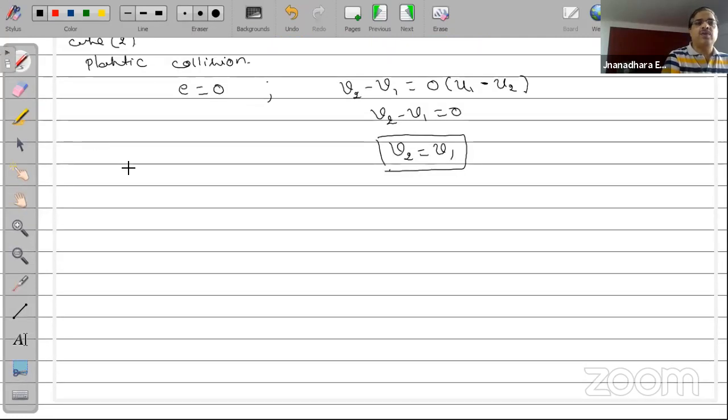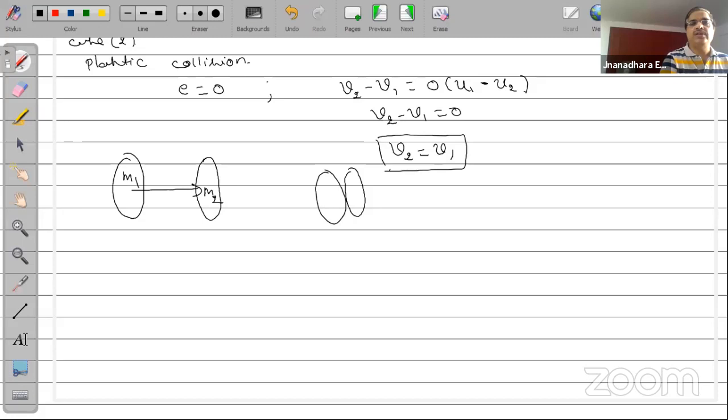Very interesting. One body comes and hits another body of mass m2. Then after the collision, they both will start moving together. m1 plus m2 will now start moving together. They both are like one body now. So both move together in the plastic collision.